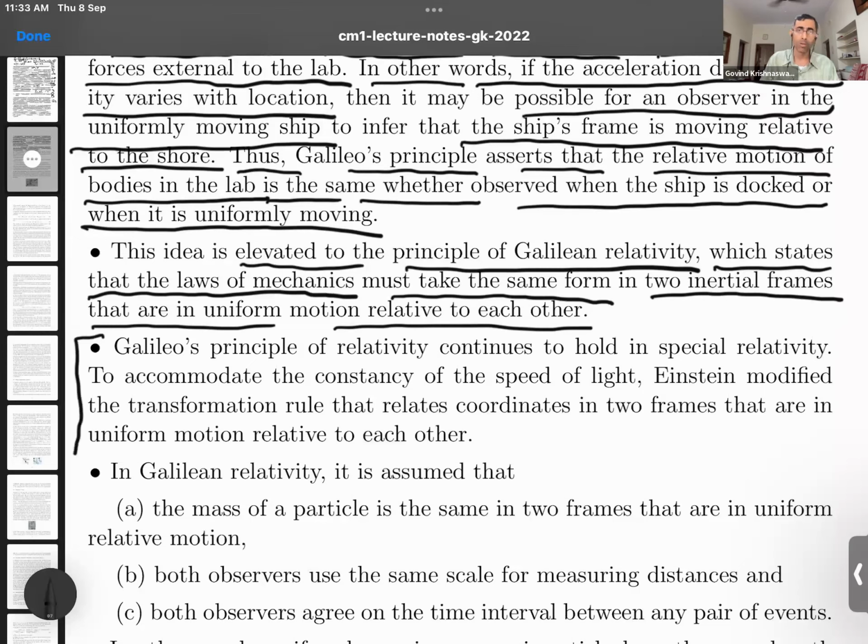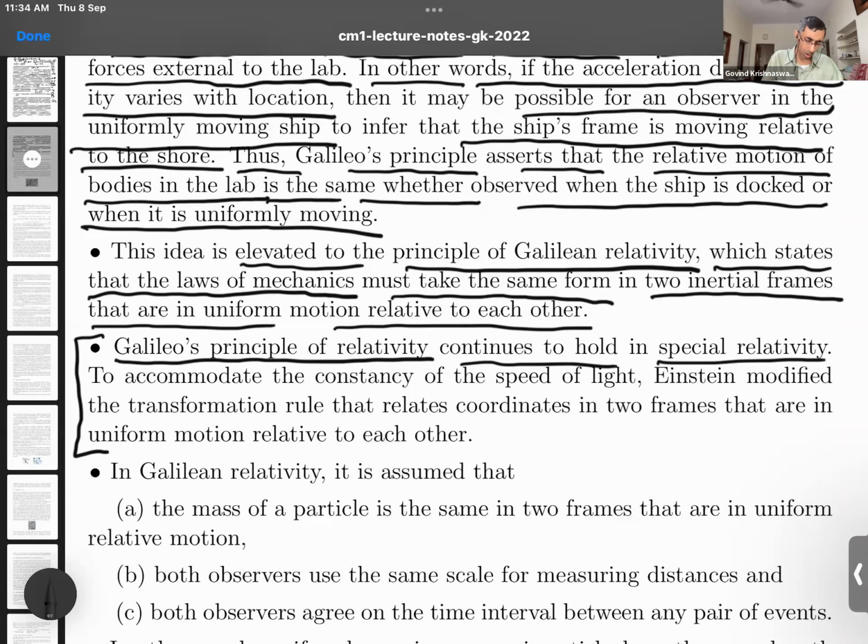The next one, we don't want to dwell on it now. But it turns out that Galileo's principle of relativity continues to hold in special relativistic mechanics. Okay, beyond Newtonian mechanics, it also holds in special relativity. However, some modification is needed, not to the principle, but to the implementation.